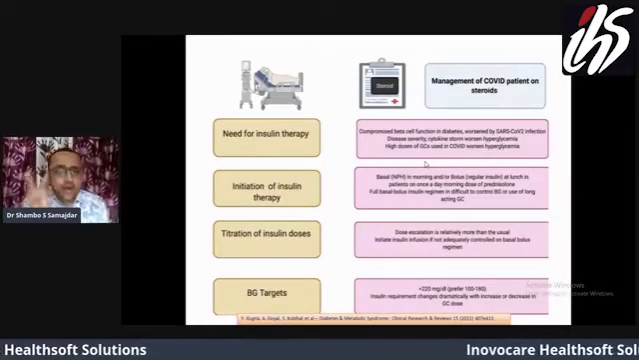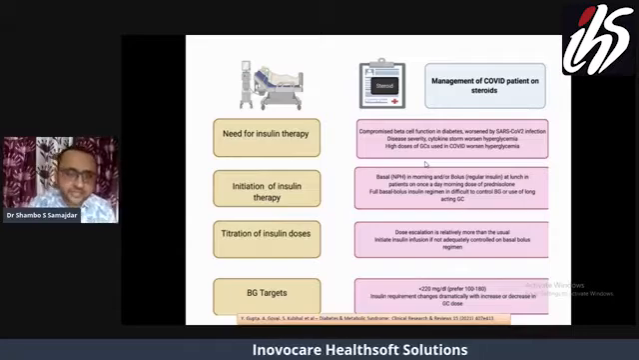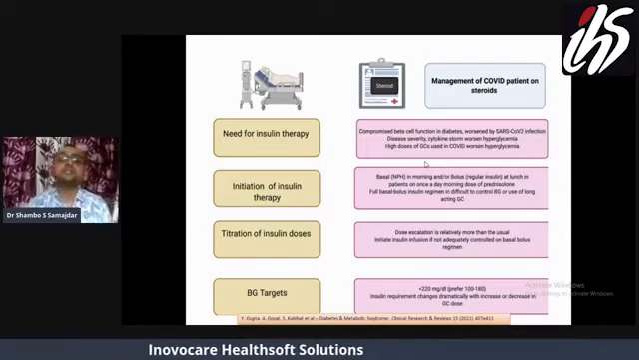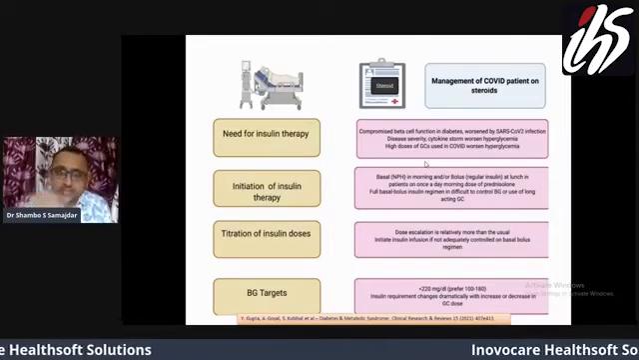So how to manage COVID patients on steroids? This is taken from the Government of India guideline. Why do we need insulin therapy in COVID? We mentioned that earlier.